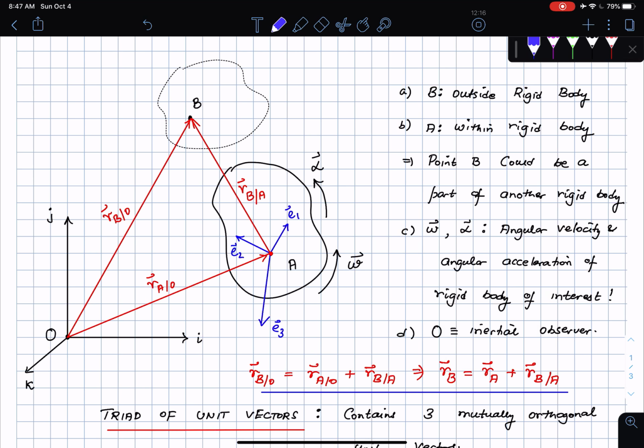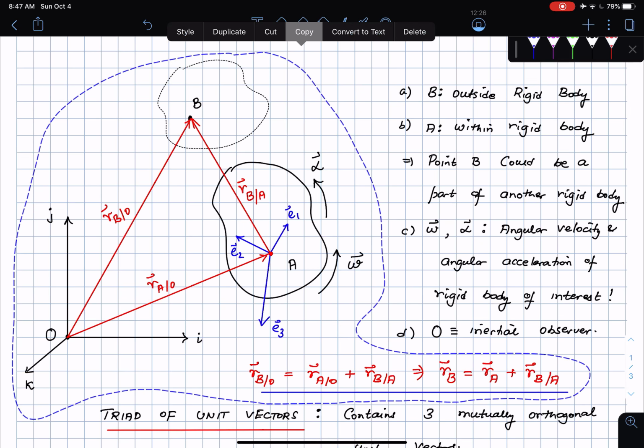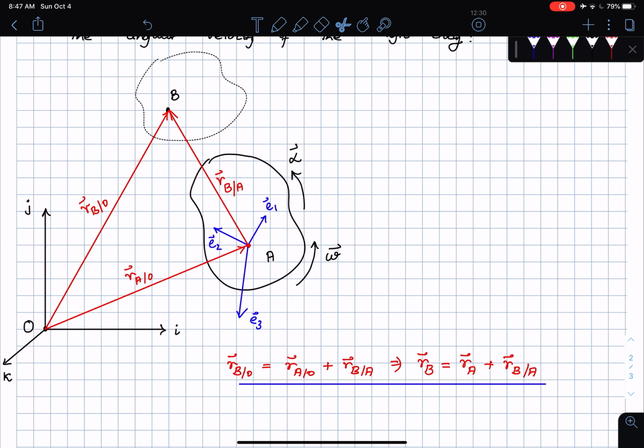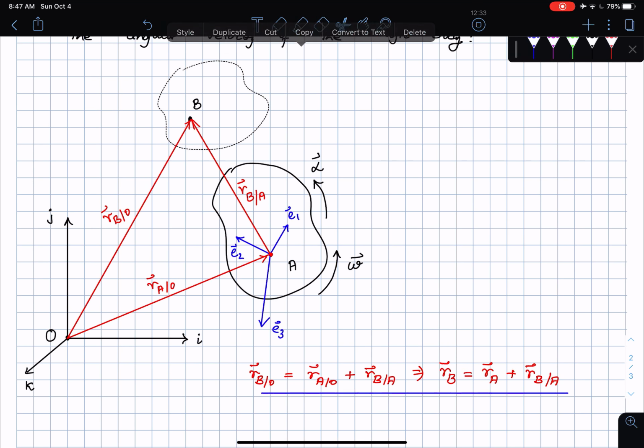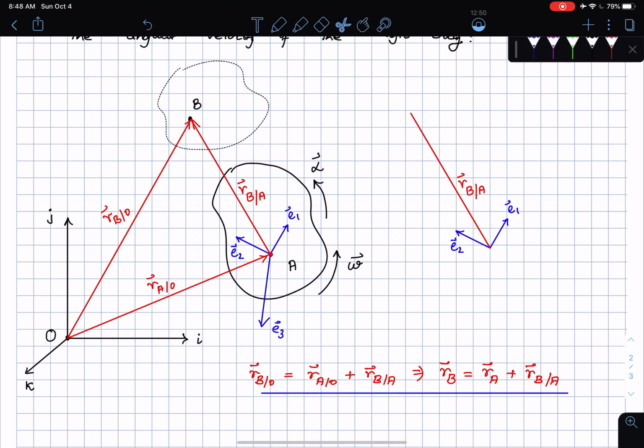Okay. One more thing I want to do is the following. I want to take this figure, I want to come down here with all of these, and I'm going to do a few more things. So I'm going to copy that, and bring that here. And I'm going to exclusively look at this position vector R B slash A. Okay, so let me grab all of these and paste that here.